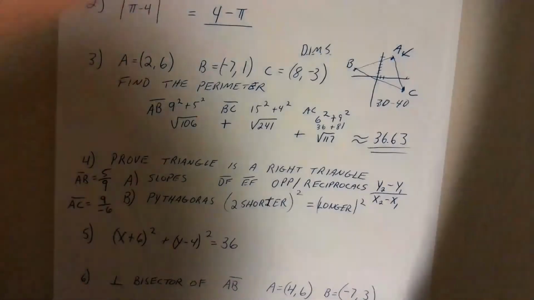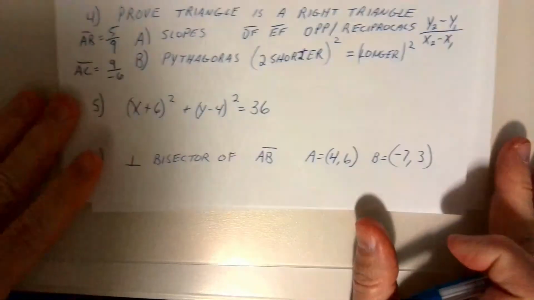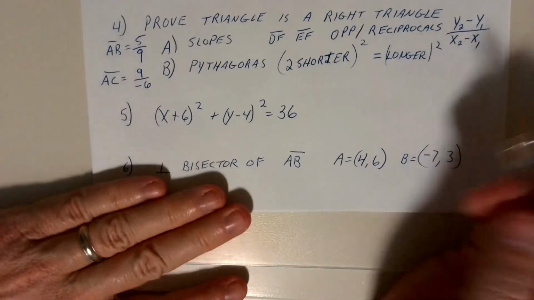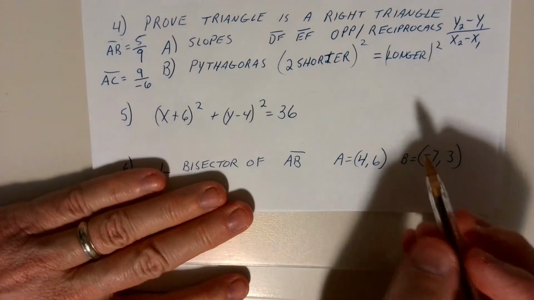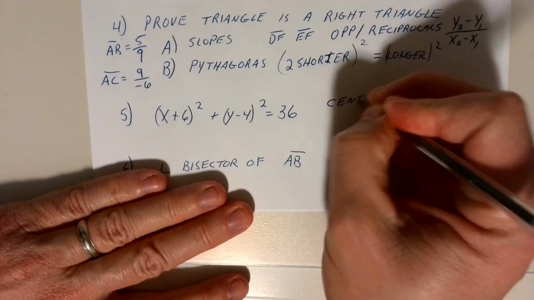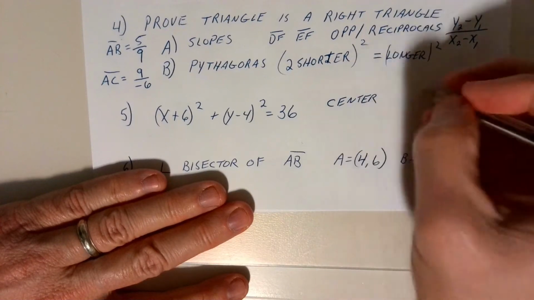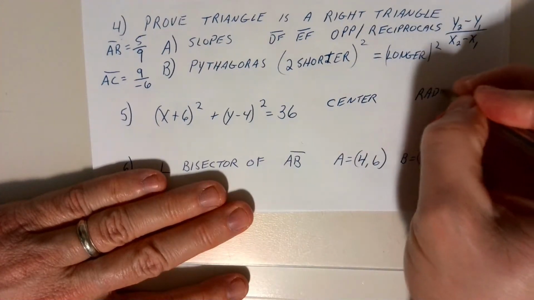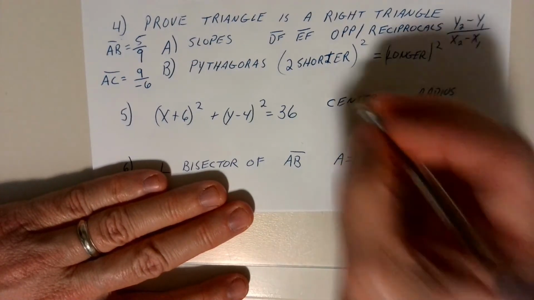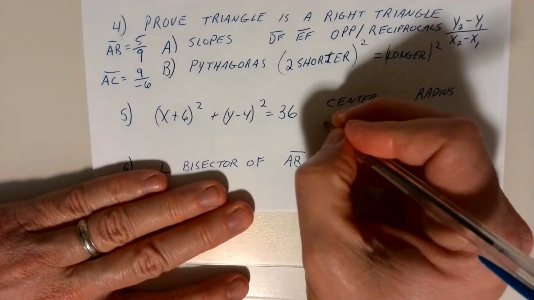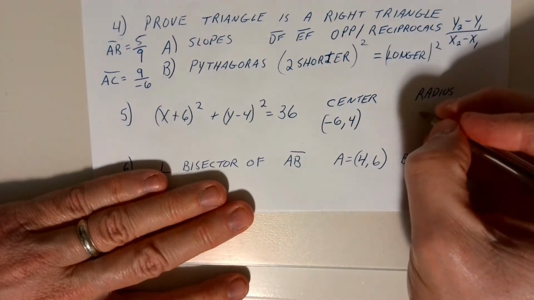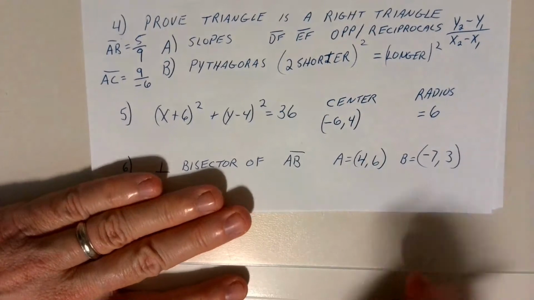Okay, so we're going to go right down here now. We're going to go to this thing. You're like, what's this thing? Oh, that's data analysis all over again. So this is a circle, and I want to know where the center is and where the radius is. And you guys know that we could use Desmos. Desmos is an awesome tool. The center of this circle is at negative 6, 4, and the radius equals 6.